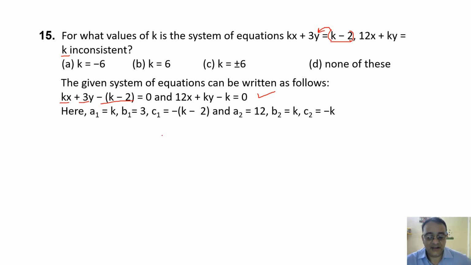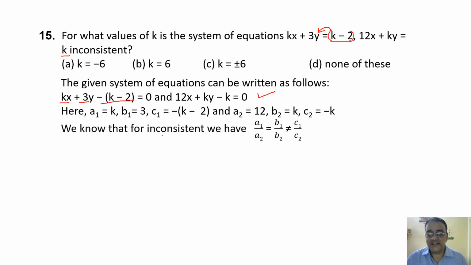Now we will write the condition. I told you that we have two options. We can write the ratios, then apply the condition, then substitute. But this is an MCQ, so better to avoid the long step. So write the direct condition and substitute. So the condition is a1 upon a2 is equal to b1 upon b2 is not equal to c1 upon c2. So now we'll substitute k by 12 and 3 by k, and for c1 upon c2, minus of k minus 2 upon minus k. Right? So these two minus signs we can cancel. So we'll get this one.